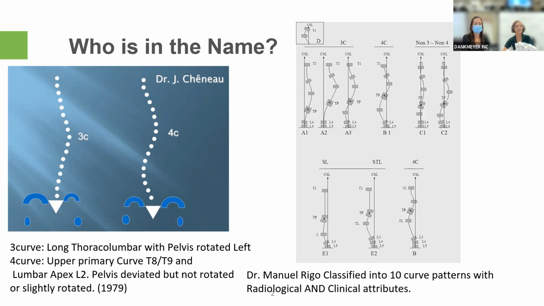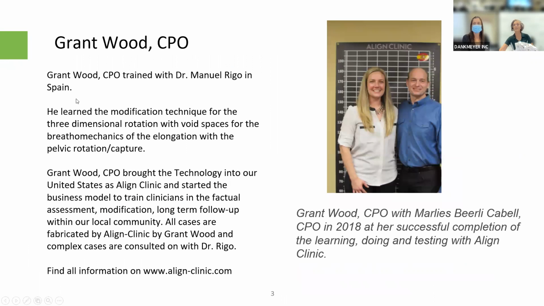The next person in the name is Grant Wood. He trained with Dr. Rigo in Spain. He was part of the publication in 2010 with all the classifications, so he was part of that formulation and brought it over here to the United States. You can read on the screen: he started a company called Align Clinic, and his business model is to train clinicians to be factual in their assessment for the modification of the Wood-Cheneau Rigo, even long-term follow-up, but stay within our local community, no longer making patients fly out to California or go to long distances to get to this high quality technology.